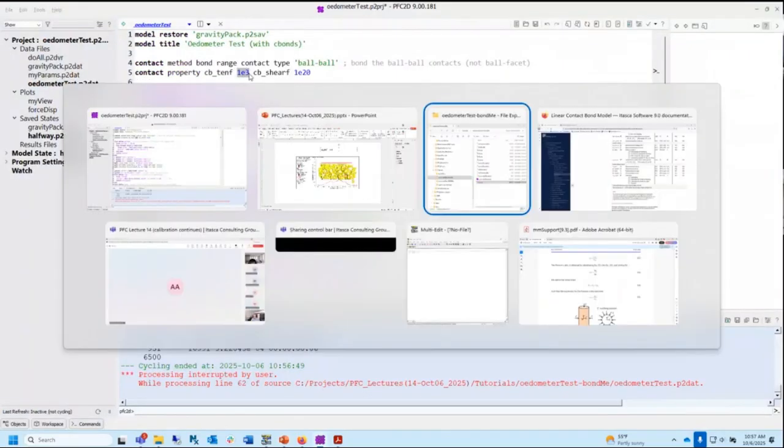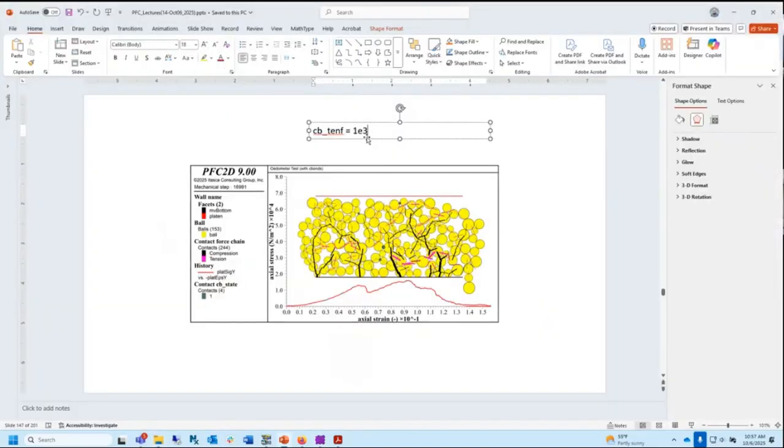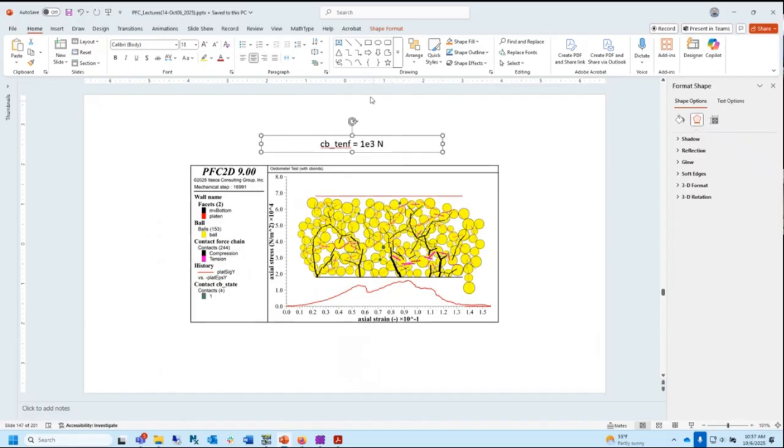1e to the 3. And so this is in newtons because it's force units and we're using SI. Let's just run it. And we know that 1e to the 4, it doesn't break at all.